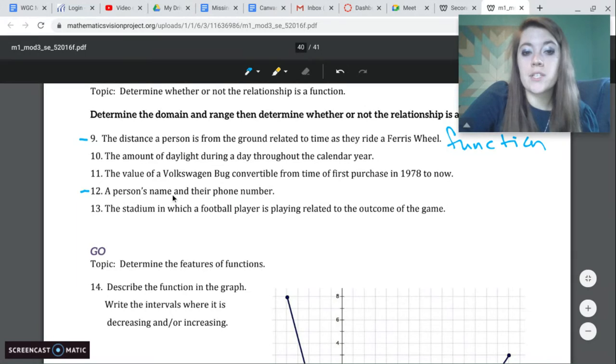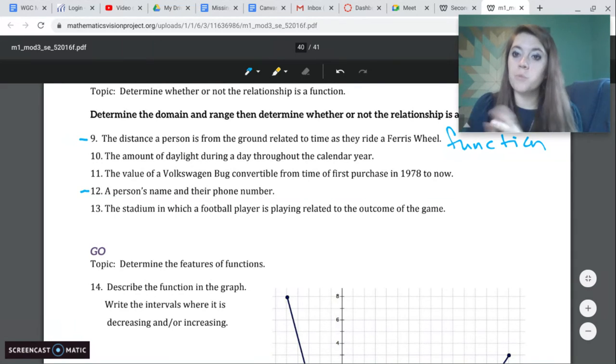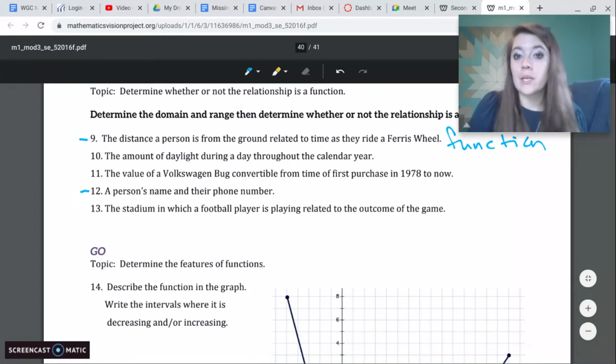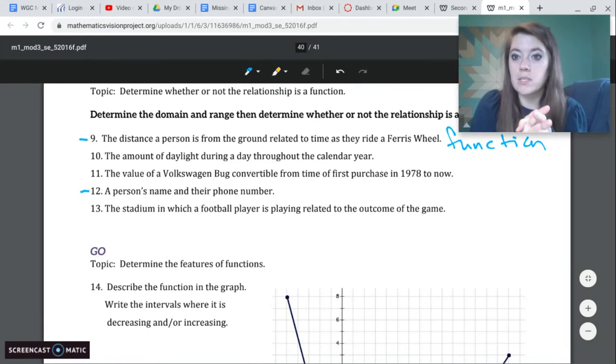For 12, a person's name and their phone number. Is this a function? For every person, do they have just one phone number? Now, some of you may be saying yes. I mean, for me, I've had one cell phone number my whole life, but not everybody does that. Some people may have different phone numbers as they go from one plan to another, or different situations arise and they have different plans. Some people have a work number and a cell phone number, or even a home number. So they have multiple phone numbers for one person.